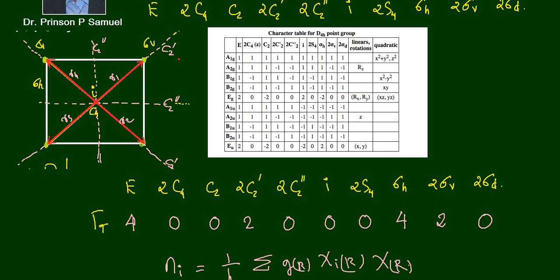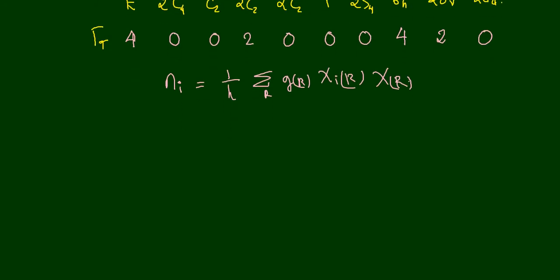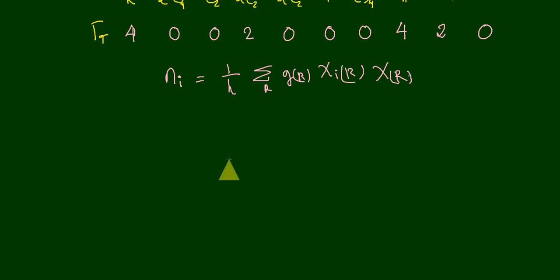We have to do this for every operation, and after doing this for every operation we sum those up, and then we get sigma over r of gr chi_i(r) chi(r). Then we divide that quantity by the order of the group. That will give you the number of times an irreducible representation appears in the reducible representation corresponding to the total character. So I am going to do this calculation. I am going to calculate the first one, n_a_1g.